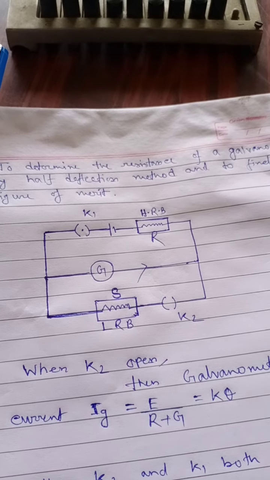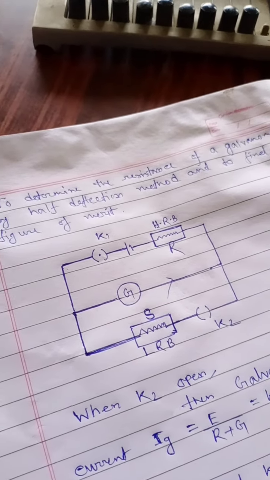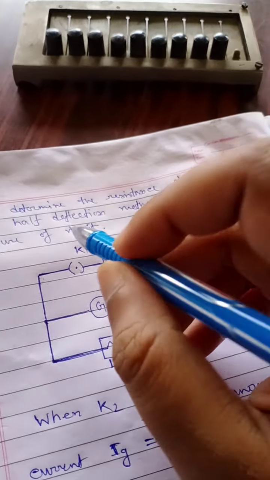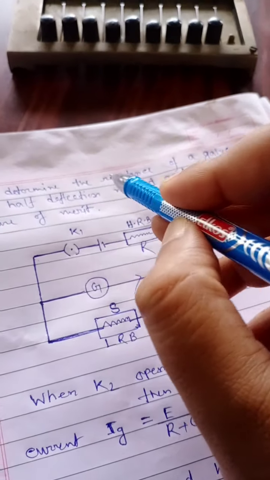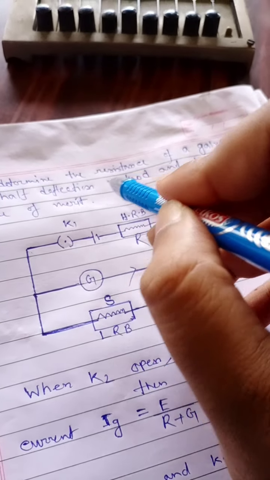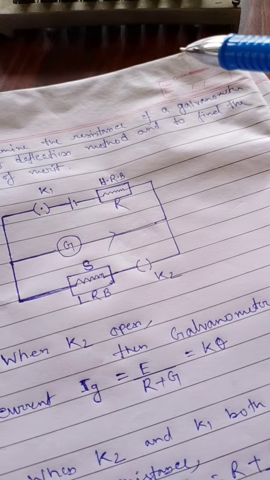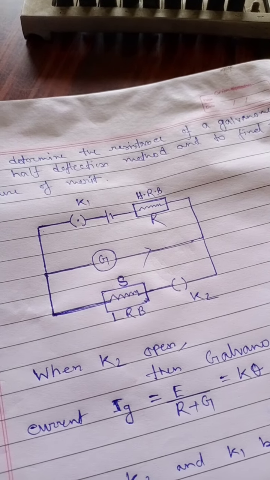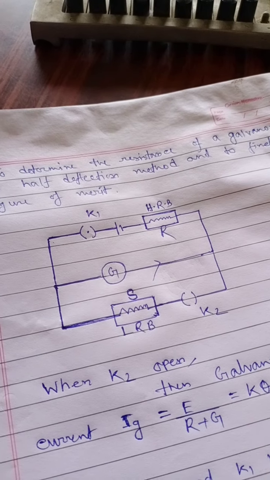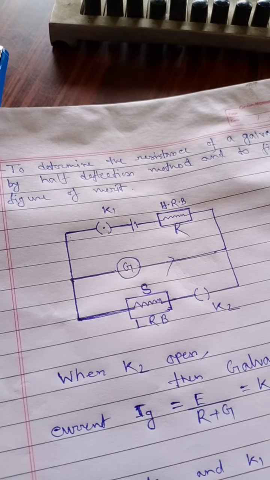Today, the next experiment. The name of the experiment is to determine the resistance of a galvanometer by the half deflection method and to find the figure of merit. So here we have to find the resistance of this galvanometer and the figure of merit of this galvanometer.